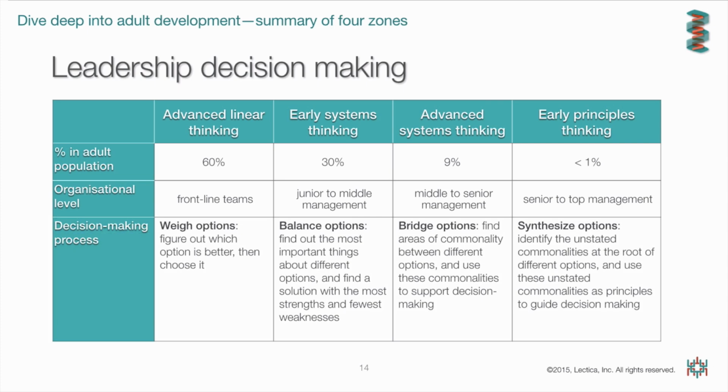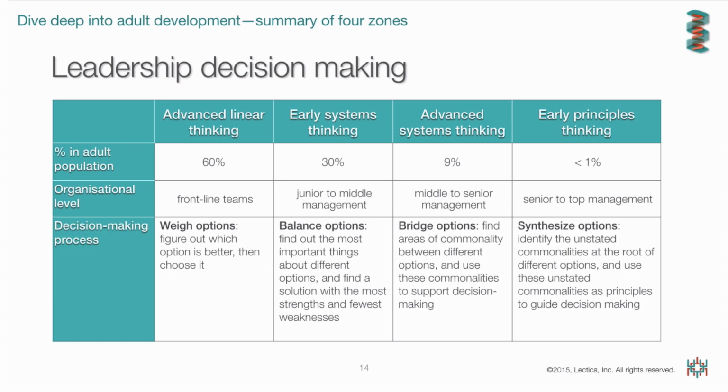In terms of decision-making processes, advanced linear thinkers tend to weigh up different options by figuring out which option is better and then choosing it. At early systems, this becomes balancing options, in which we identify the strengths and weaknesses of different options and find a solution that has the most strengths and fewest weaknesses.